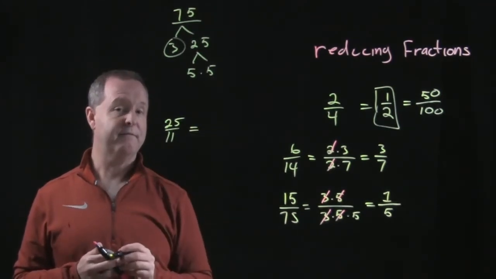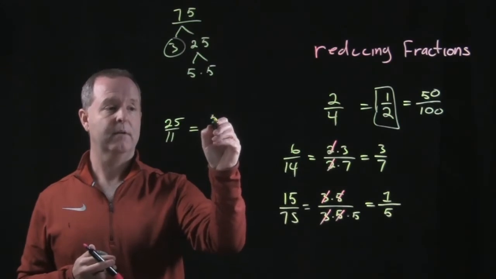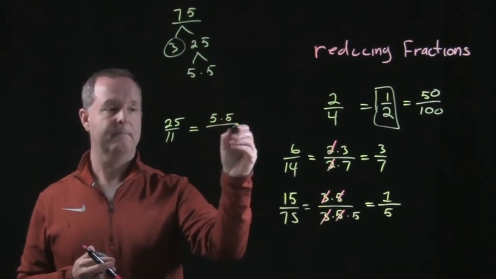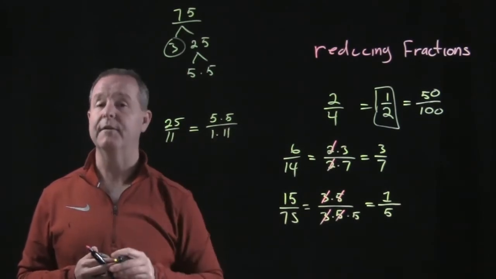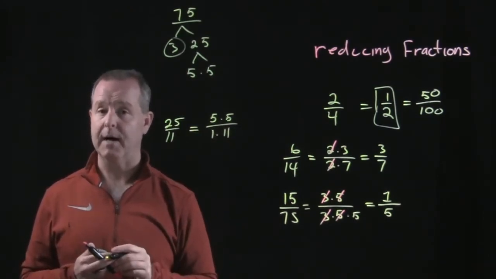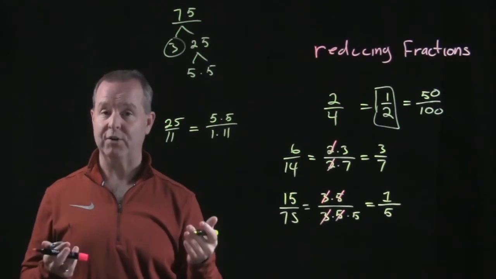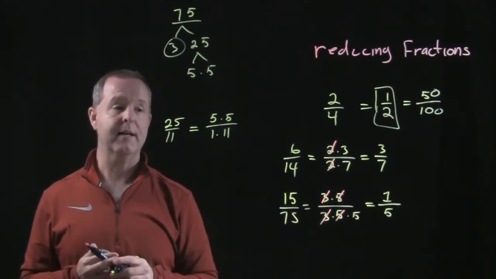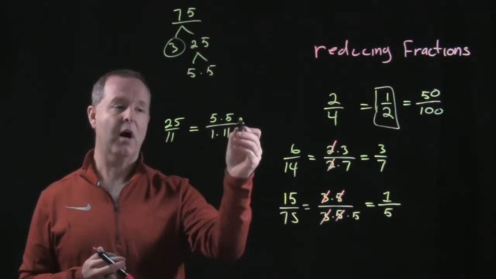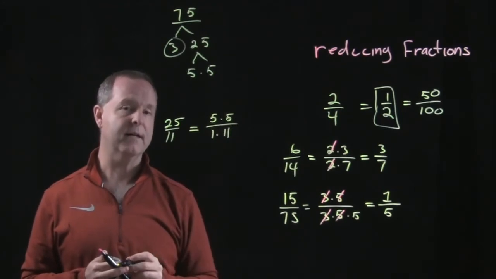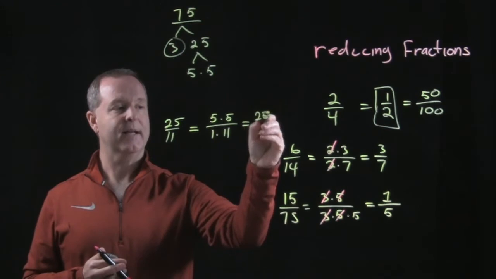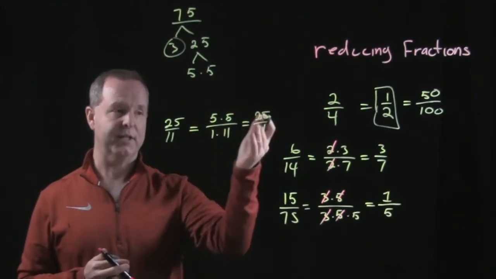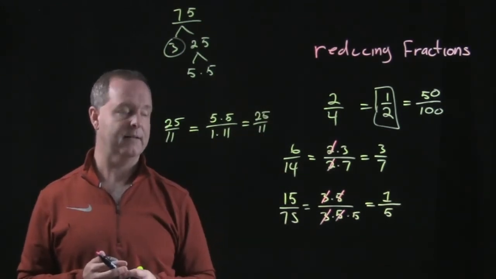All right, 25 factors down to 5 times 5. 11 factors down to 1 times 11. 11 is prime. 25 is composite. Composite means you can factor them down. Prime means you cannot factor them down. Any common factors in the numerator and the denominator? No. So its simplified expression is itself, 25/11.